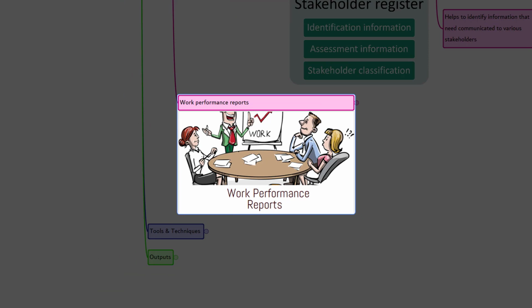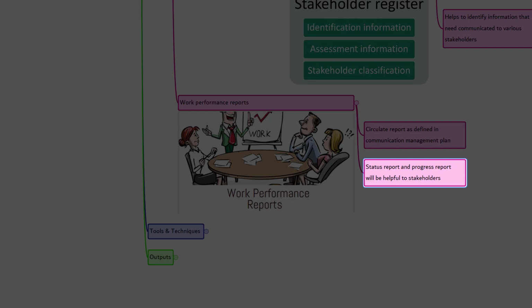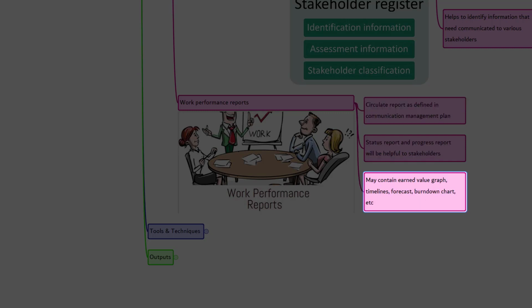The sixth one is work performance reports. Work performance reports are circulated to the project stakeholders through this process as defined in the communication management plan. Some of the reports that will be useful to the project stakeholders are status reports and project progress reports. Work performance reports can contain earned value charts and information, trend lines and forecasts, reserve burndown chart, defect histogram, contract performance information, and risk summaries. They can be presented as dashboards, heat reports, stoplight charts, or other representations which are easy to understand or interpret.